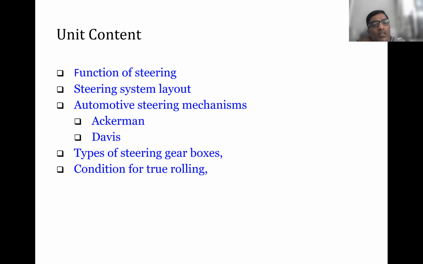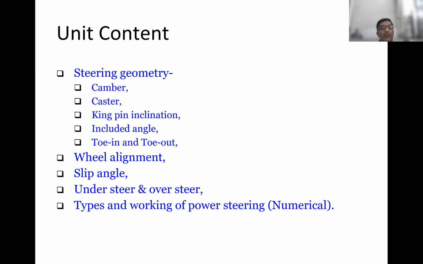In this unit, we are going to see functions of steering, steering system layout, automotive steering mechanisms, and types of steering gearbox. The gearbox is required to convert rotary motion into the to and fro motion of the drag link or push and pull rod. Then we are going to see the condition for true rolling, then steering geometry. After that, wheel alignment, what is slip angle, what is understeer, what is oversteer, and types and working of power steering.